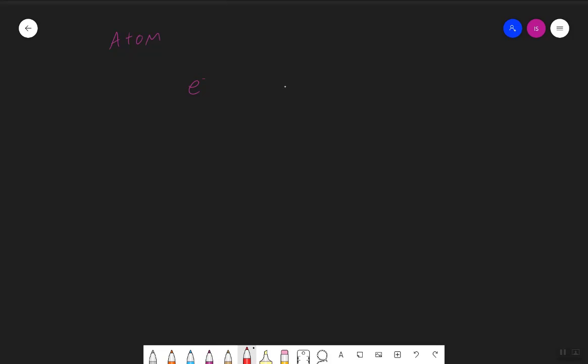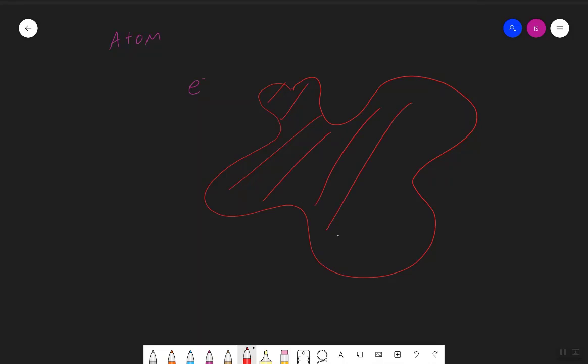The plum pudding model is you have some kind of weird positive something. This is all positive. He did not really say anything about what the shape of this was, so it's often drawn as just a goo. And this is all positive, just a giant positive area. And then it was sprinkled with these negatively charged electrons around it.